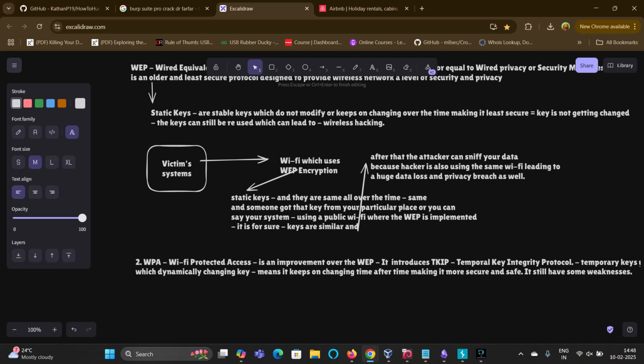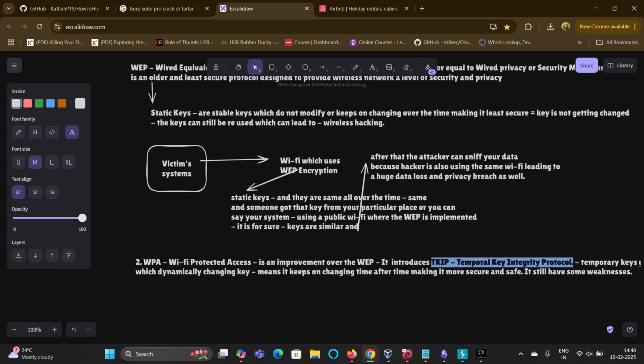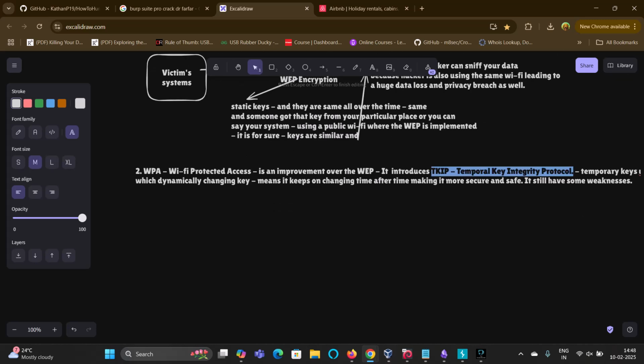So I hope WPA is also clear to you guys. In this, basically we are going to use the TKIP, which plays a huge role in this particular Wi-Fi Protected Access encryption protocol. Now moving on further, we are going to discuss number 3, that is WPA2.